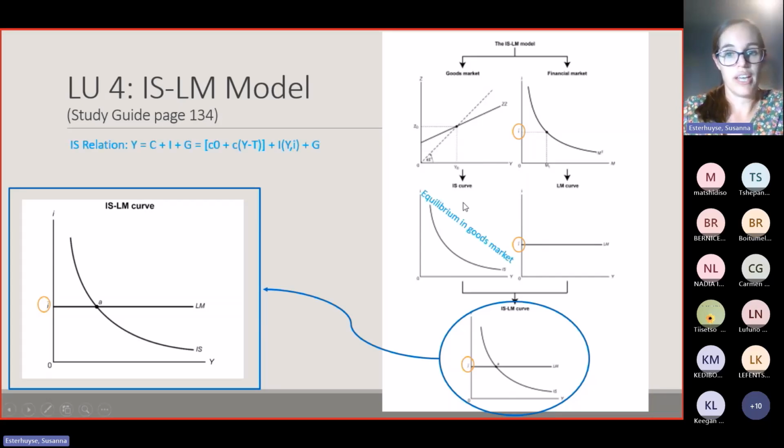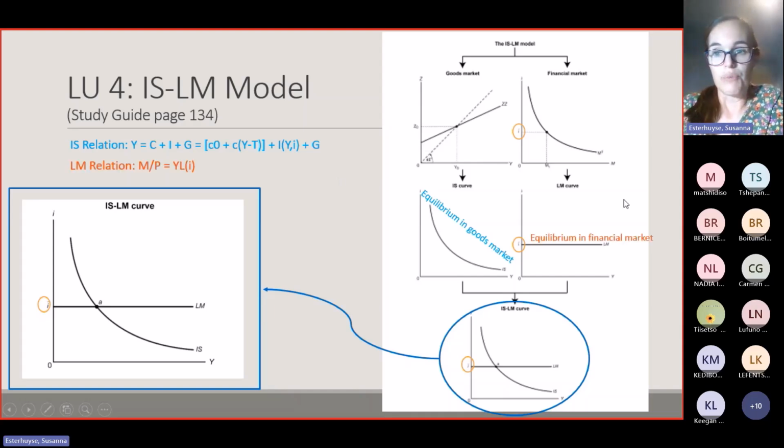So just consider that again. Your IS curve was the position of all the equilibrium points in the goods market. It's based on this relationship where your level of output and income is equal to your demand for goods, which is equal to your consumption, investment spending, and government spending. And your LM curve is based on equilibrium in the financial market, where your demand for money is equal to your supply of money, and that is a function of your real income and the interest rate.